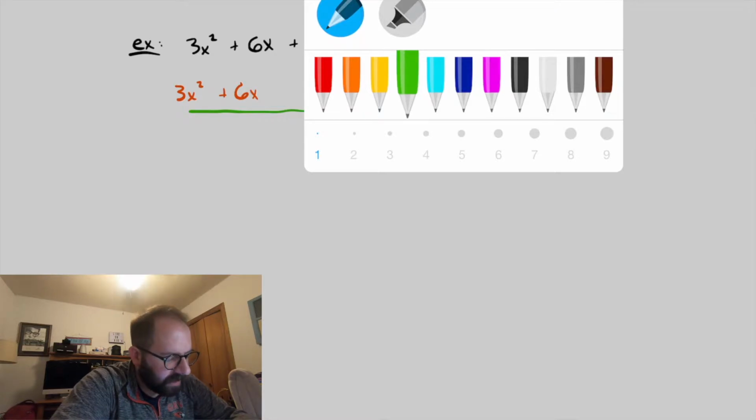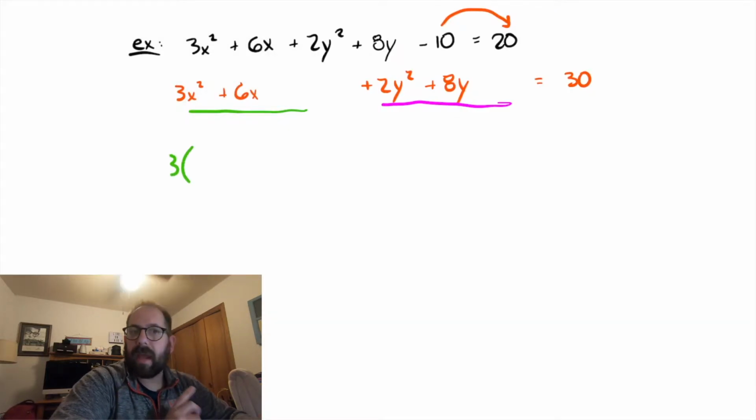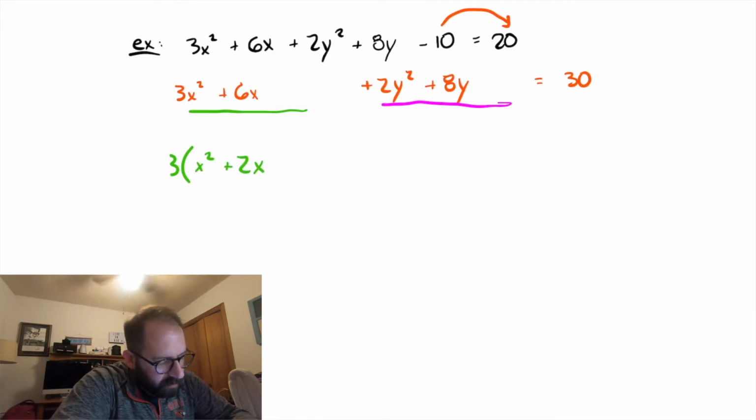So in green I have to factor out the 3, because again, you can't have a leading coefficient out front. So I'm going to factor that out. If I factor that out, that's x squared plus 2x, right? Because I'm pulling that number out.